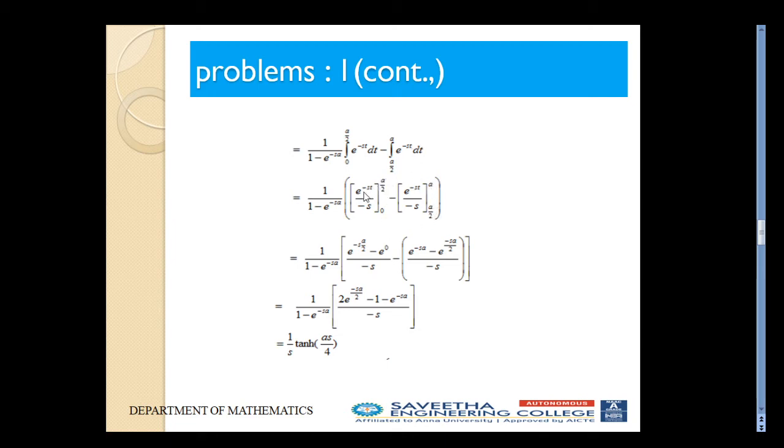So substituting upper limit minus lower limit, e power 0 is 1. And here also substituting upper limit minus lower limit, by taking the LCM, we get 2 times e power minus sa by 2 minus 1 minus e power minus sa, whole divided by minus s. Further simplification, we get 1 by s into tanh of as by 4.